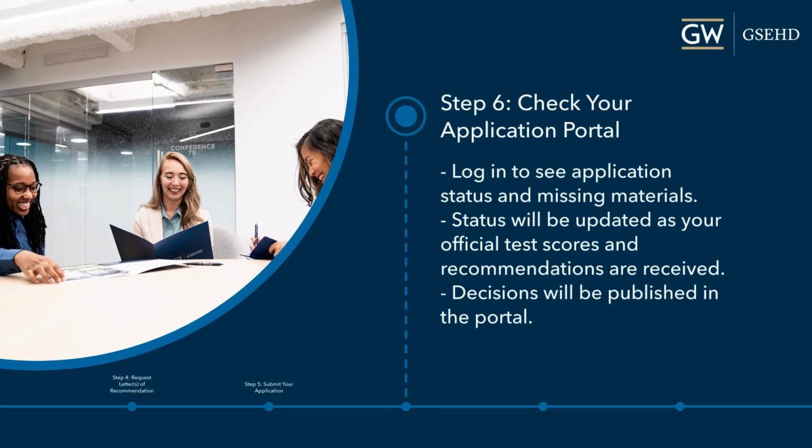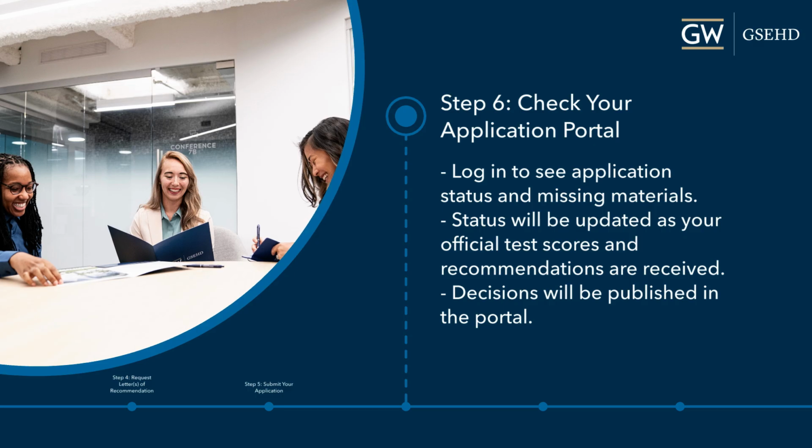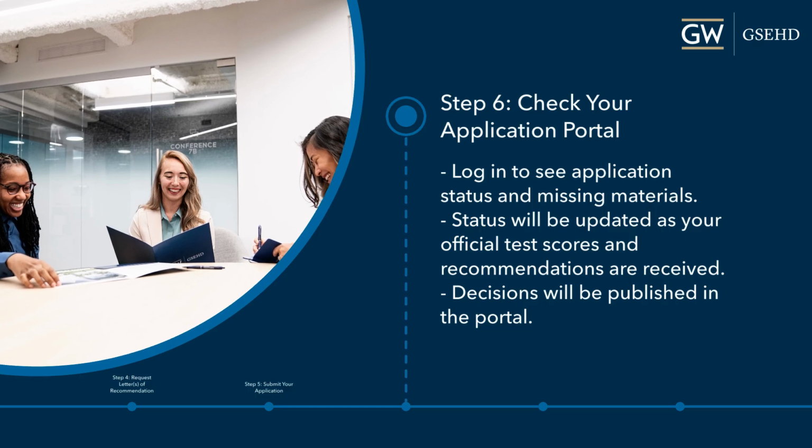Step 6. Check your application portal. Log in to see application status and missing materials. Status will be updated as your official test scores and recommendations are received. Decisions will be published in the portal.